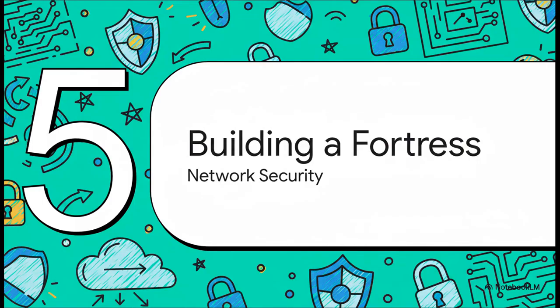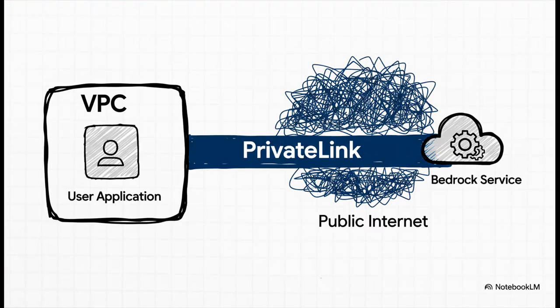All right, we've secured the data with encryption and we've secured the access with IAM. Now for the final layer, building walls around our resources at the network level. The big goal here is to make sure that your communication with Bedrock never, ever has to go over the public internet. You can do this using an Amazon Virtual Private Cloud, a VPC, which is basically your own isolated slice of the AWS cloud. By creating a VPC endpoint with AWS PrivateLink, you establish a direct private connection from your VPC straight to the Bedrock service. It's like having your own private highway.